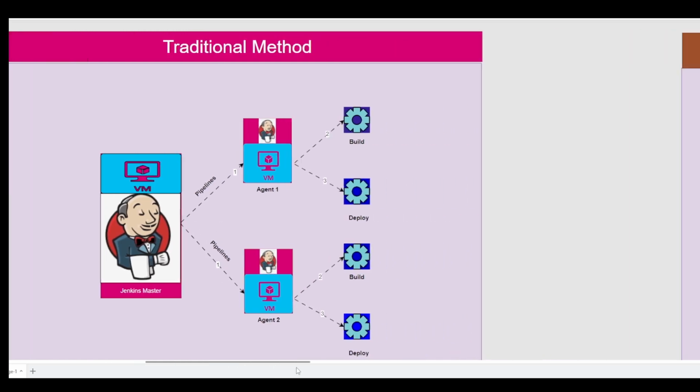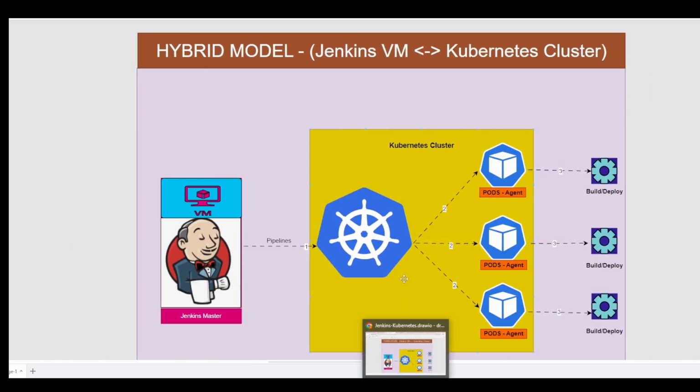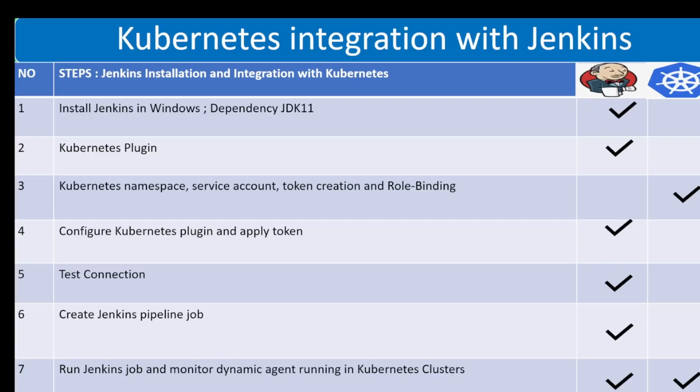In order to avoid such a scenario, you can go with the hybrid model. Your Kubernetes cluster will help you to create multiple agents during runtime. Let us see it in action. To make it easy to understand, I put all these steps in sequential order. Please follow these steps in the same order that is given in this document.